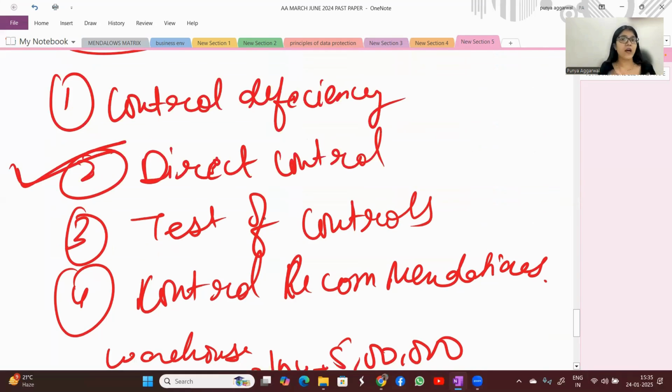I just now discussed the direct control. Now, if I have put a control, as an auditor, or as a third party, how do I know that these controls are effectively working? Maybe the CCTV camera is there, but it's not working.